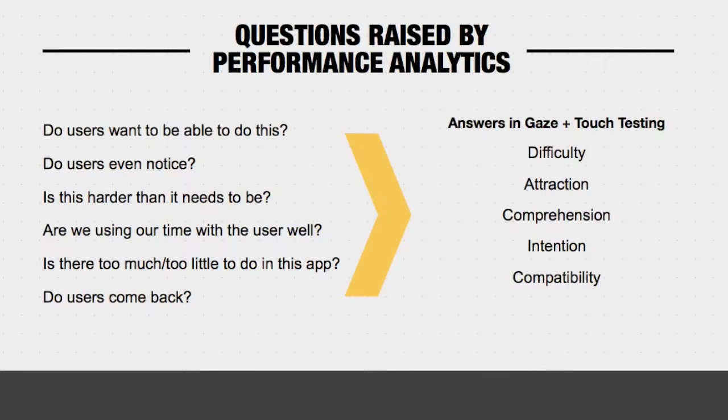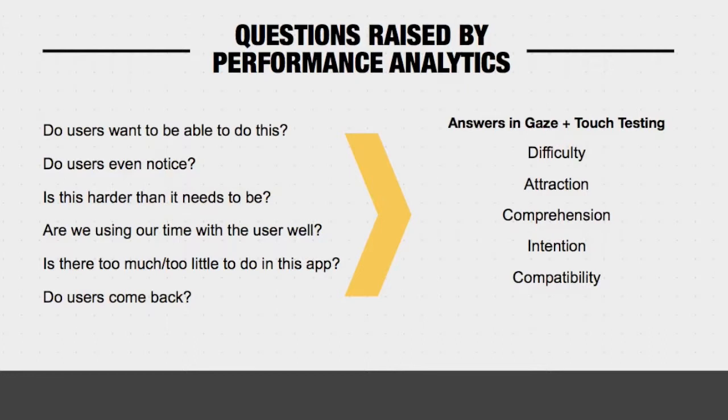Do users even notice the item? If we are hoping that users will favorite various soccer teams and give us analytics as a result, and this isn't happening per our performance measurement, then maybe that's because they can't see where they would even favorite a soccer team, for example. Is this harder than it needs to be?